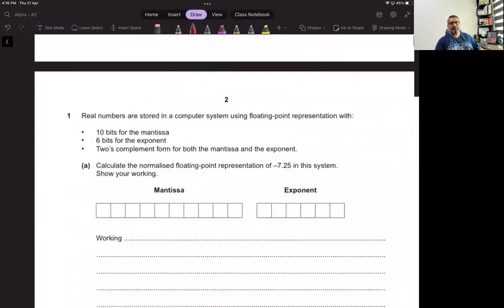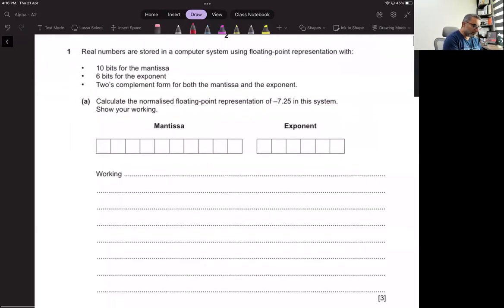Real numbers are stored in a computer system using floating point representation with 10 bits for mantissa and 6 bits for exponent. 2's complement form is used for the mantissa and the exponent. Okay, so minus 7.25. We will not be taking minus 7.25, rather we will be taking it as plus 7.25. So 7 will be 1, 2, 4, and 0.25 will be 0.5, 0.25. So this is basically your fixed point notation.